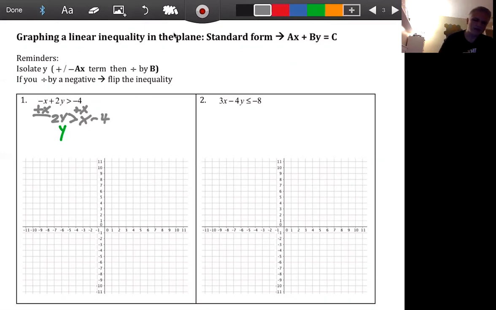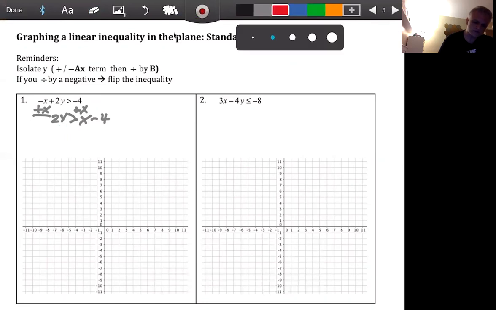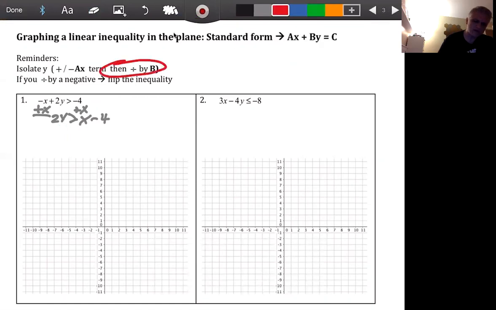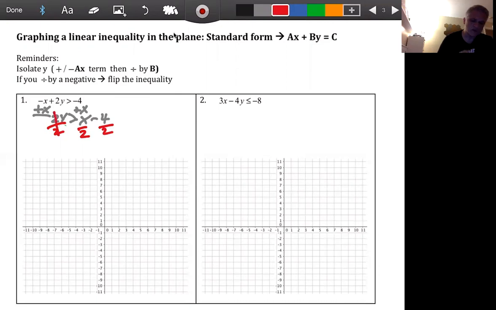Now my final step in my isolation of y is I'm going to divide by whatever the b term is, and that's the coefficient in front of your y. So what is the b term? It's a positive 2. So I'm going to divide every term on both sides by my b term. So that cancels. It gives me y is greater than. I'm not turning the little symbol because I divided by a positive number.